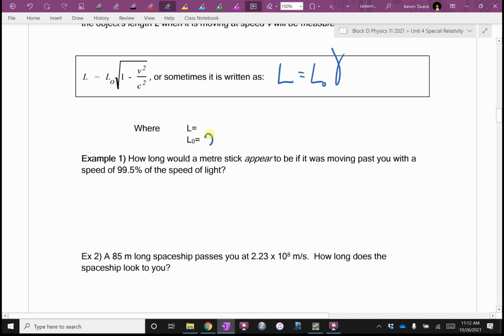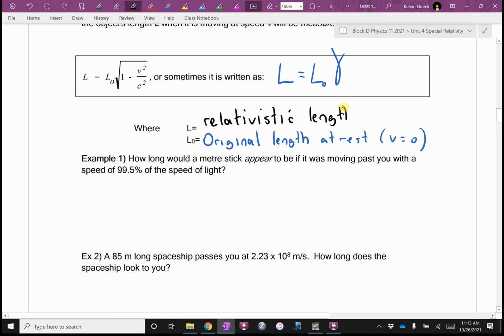So L0 is the original length at rest, and you can put in brackets at v equals 0. So you can remember L0 in 2 different ways. You can either say L0 is the original length at rest, or you can say L0 is the original length at speed 0, L0 speed 0. And then L is what we call the relativistic length when moving.